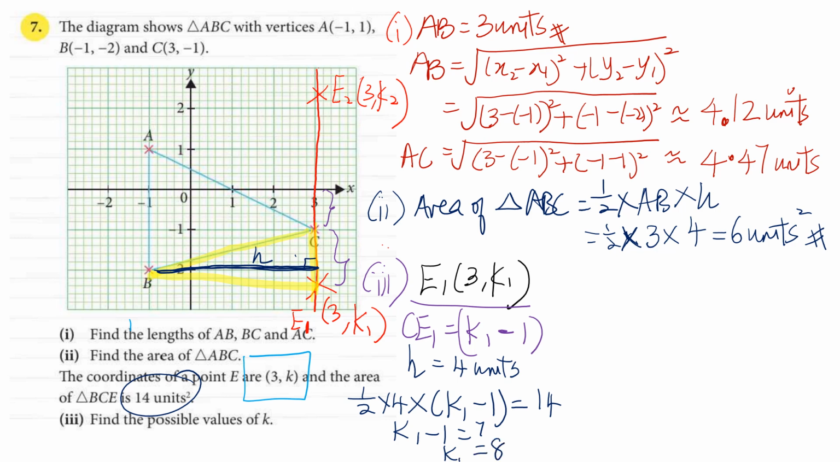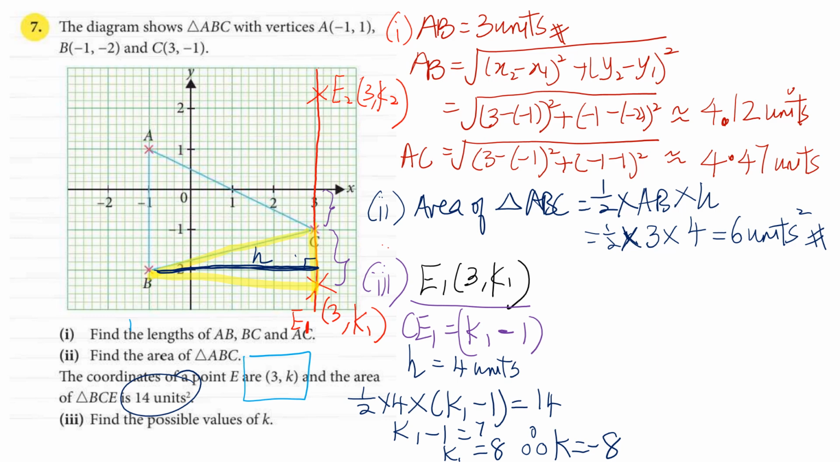Alright, but if you look at it again, your point E1 is below the x-axis. So therefore, your K1 cannot be equals to 8, right? It has to be negative 8, right? So therefore, one possible value for K will be negative 8, because your point E1 lies below the x-axis. Below the x-axis, all your y coordinates are negative.